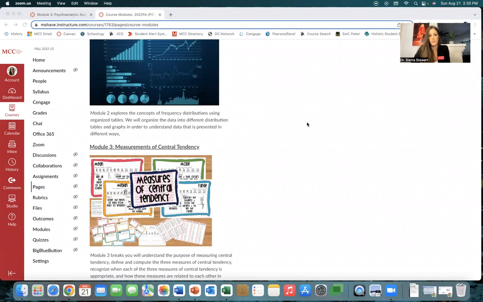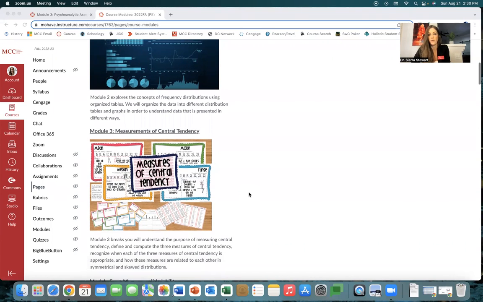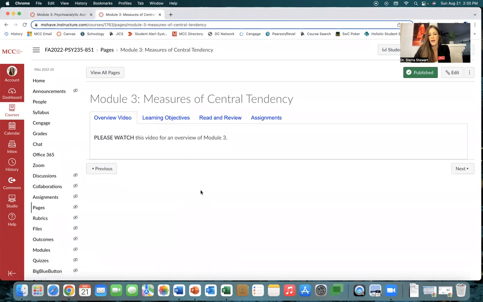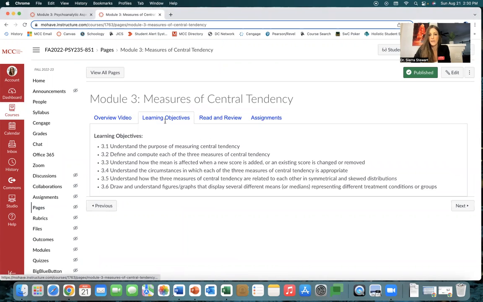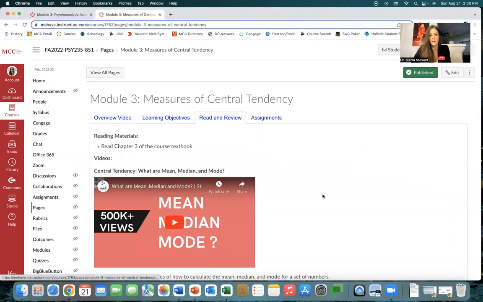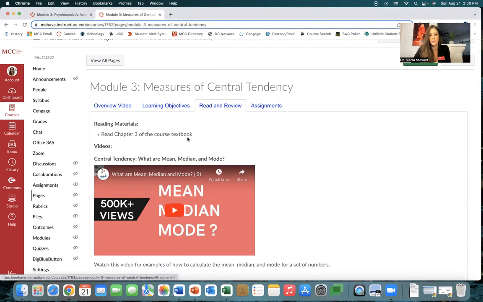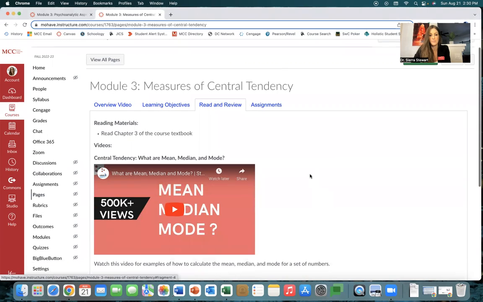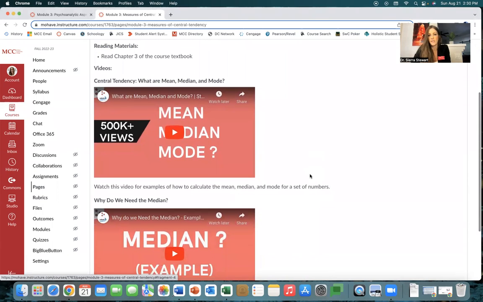This week, we're going to be going over measures of central tendency, and I wanted to quickly go over the terms and the differences that you're going to be learning this week. So go ahead and look over your learning objectives and, of course, review Chapter 3 in your course textbook. And then the videos that I wanted to cover with you are the main ideas that you're going to be covering in your MindTap.